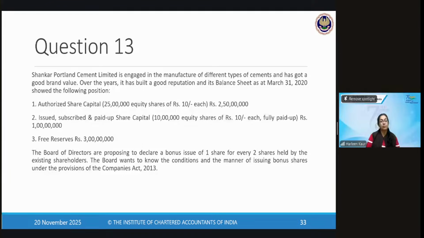And the AOA has to authorize it, yes. It must be recommended by the board and approved in the general meeting, and the company should not have defaulted on the interest on FD and statutory dues, and all the partly paid up shares should be fully paid. Fully paid up. Very good. That's all. So this bonus issue of 1 share for every 2 shares is fine?